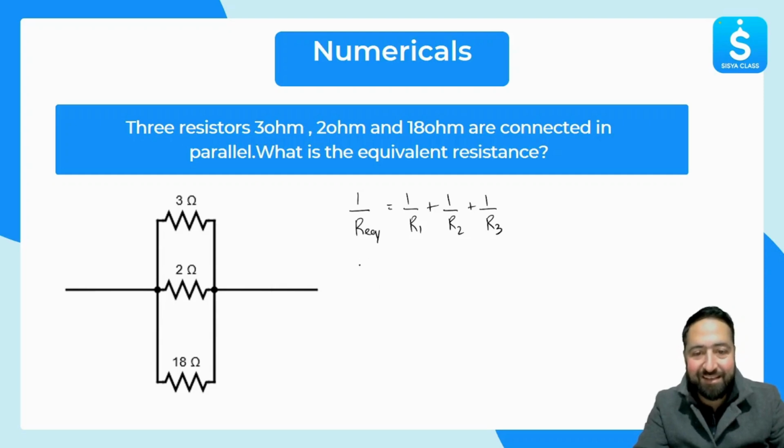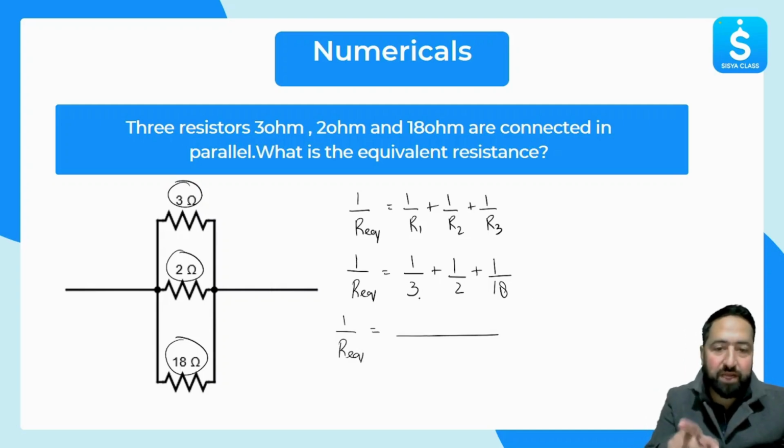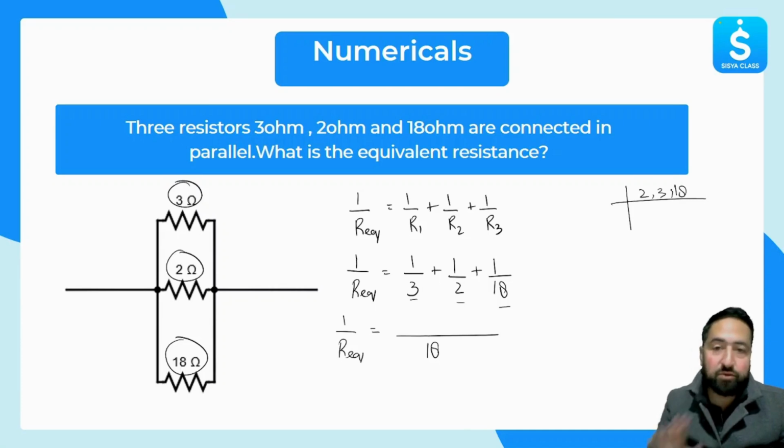Got it? So 1 by R equivalent will be equal to 1 divided by the first resistance, which is 3, plus 1 divided by the second, which is 2, plus the third, which is 18 ohms. Now I will take the LCM of these three: 3, 2 and 18. You have studied that. Their LCM will be 18 only.